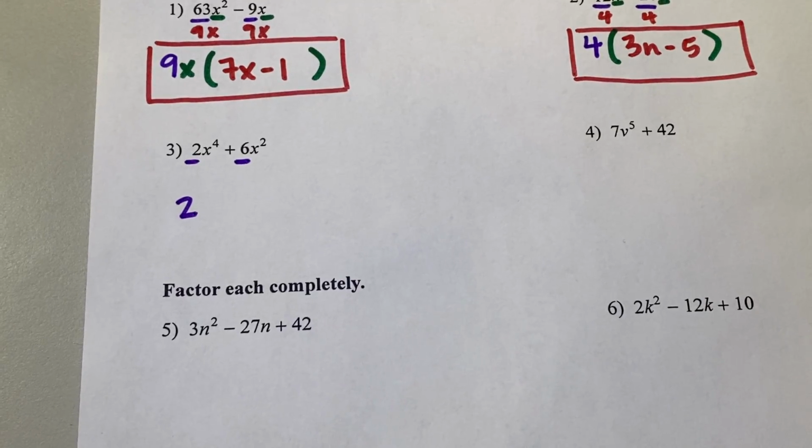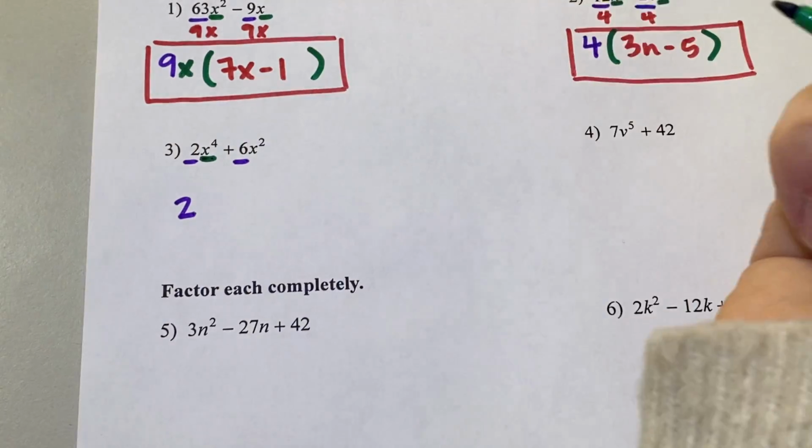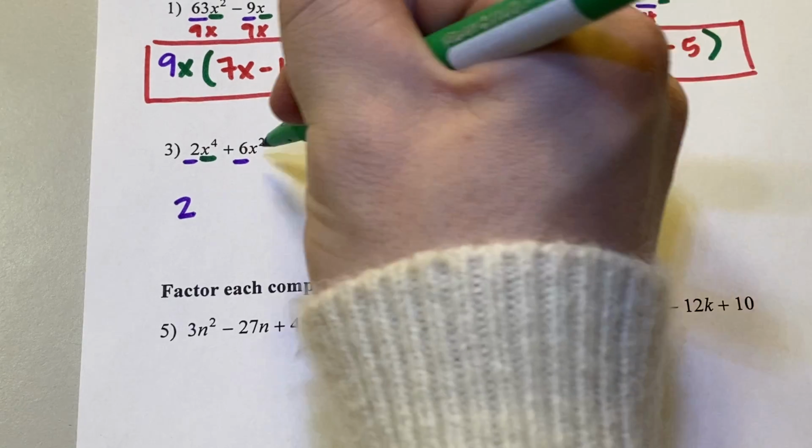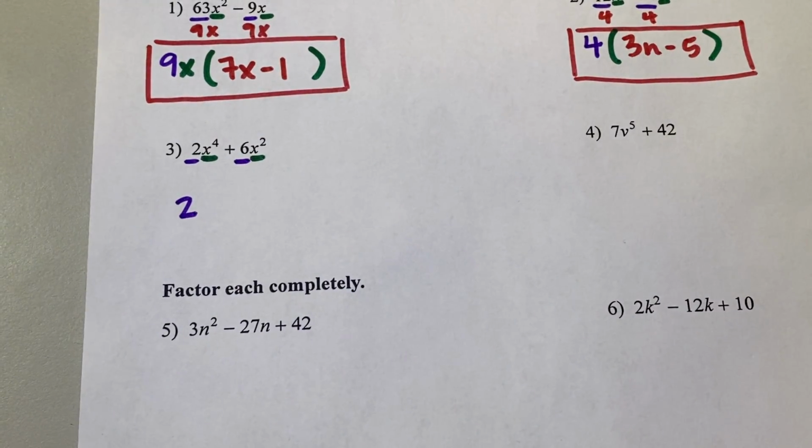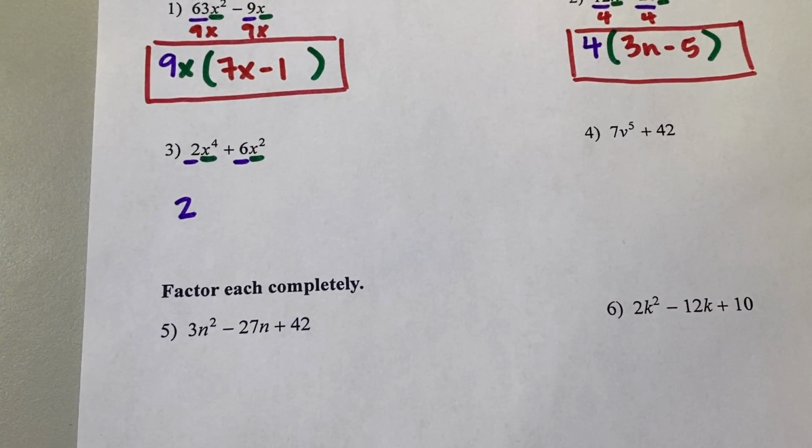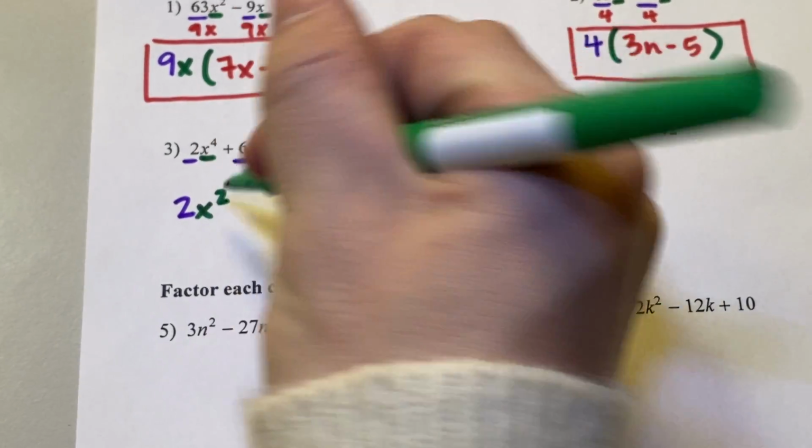Okay, now what about the variables? This guy has 4 x's. This guy has 2 x's. Remember, you can take the smaller amount. How many x's can I take out, Carl? 2. So x squared.